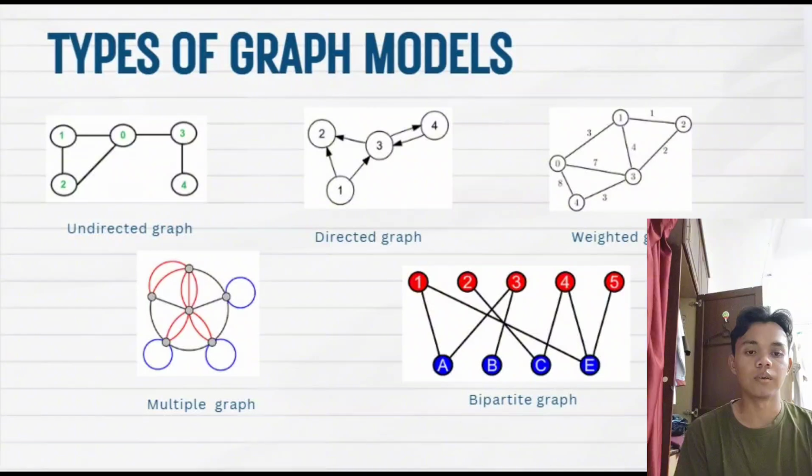Fourth, we have the multigraph, which allows multiple edges between the same pair of nodes. And lastly, we have the bipartite graph, where nodes are divided into two distinct sets, and edges only connect nodes from different sets.